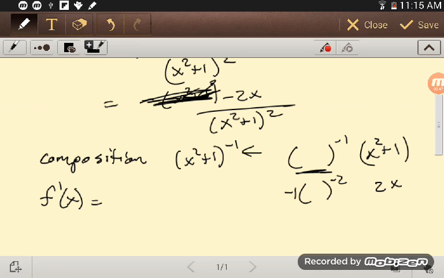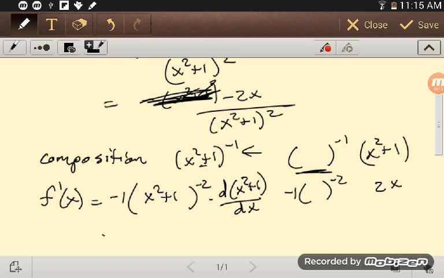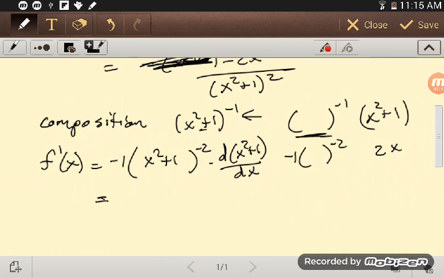And so that's what we do here, negative 1 times something all to the negative 2. Well, that something was x squared plus 1. And then we multiply by the derivative of what's inside there, the derivative of x squared plus 1 with respect to x. And so we get negative x squared plus 1 to the negative 2, all times 2x.